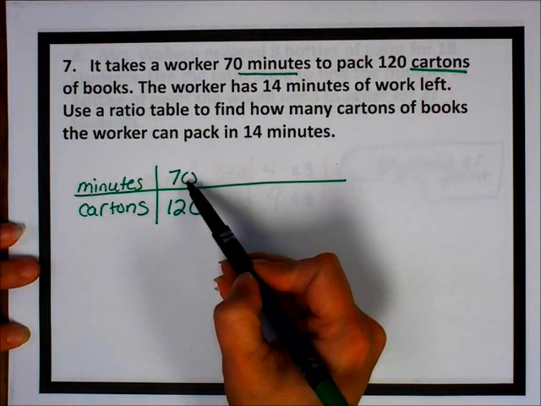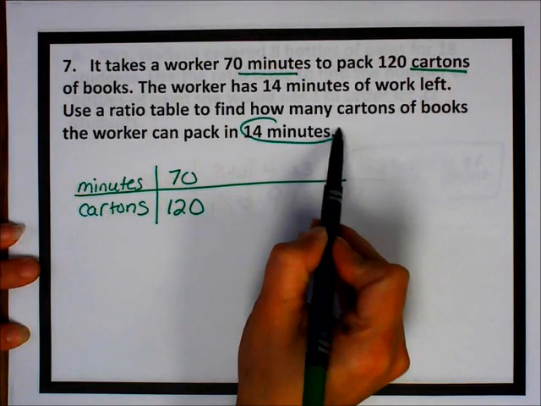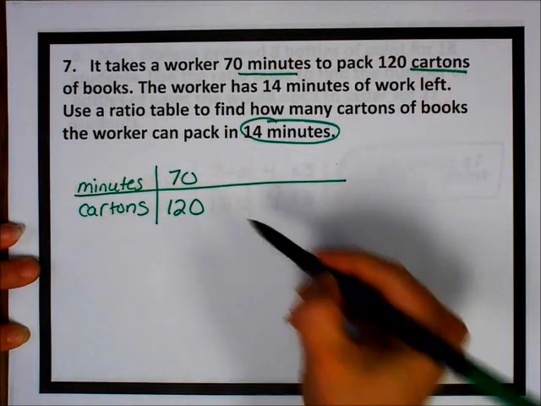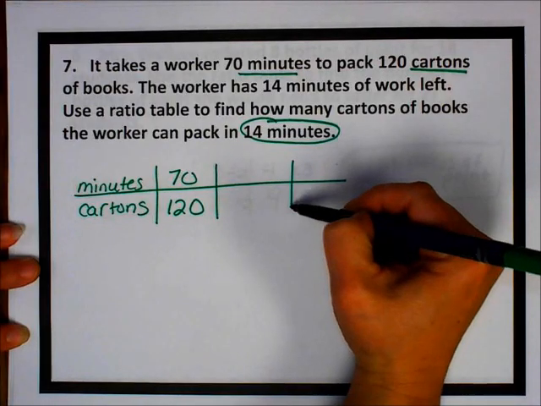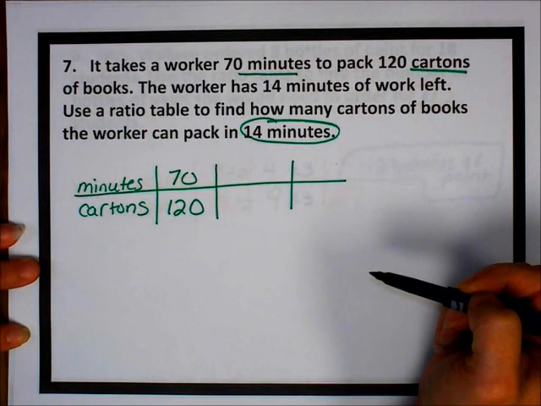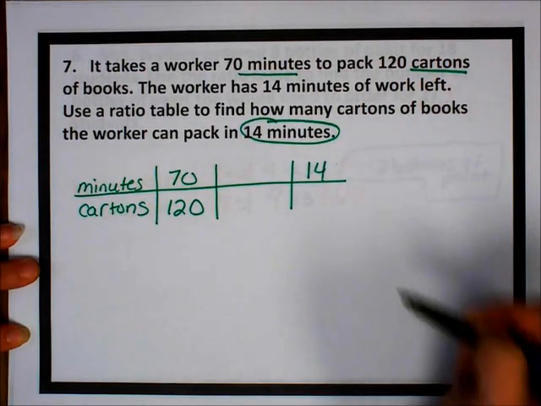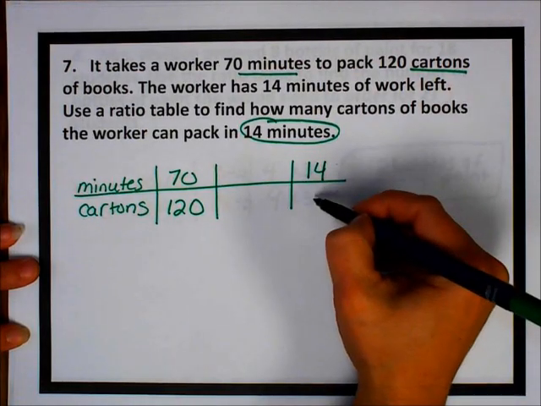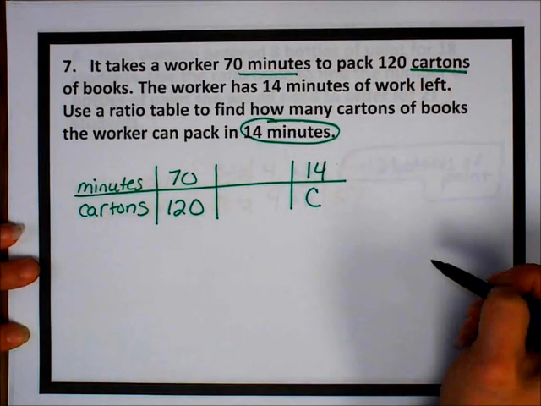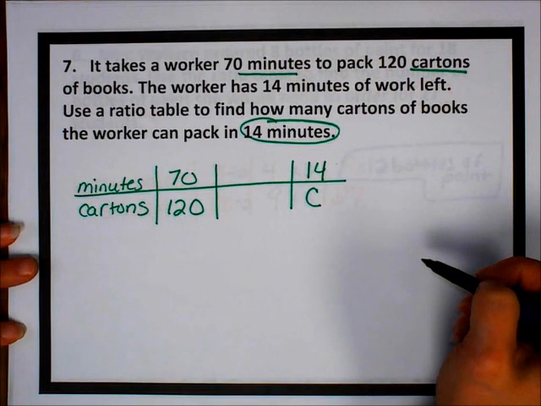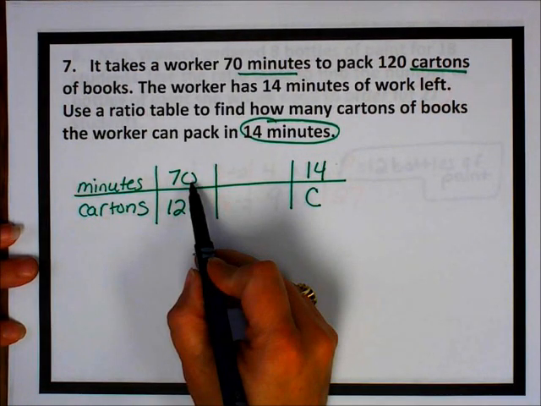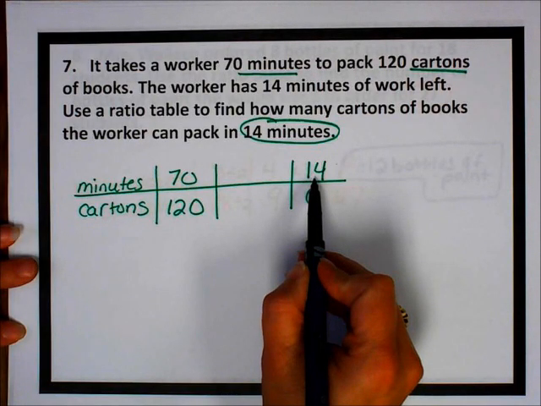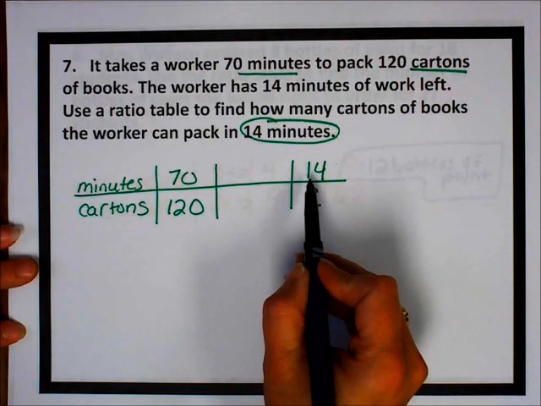I know how many they can package in 70 minutes. I want to know how many cartons they can package in 14 minutes. So where do I need to put my 14 minutes? You're correct, on top with the minutes. So I'm looking for the number of cartons, so I'm going to choose a variable, and I'll choose the variable C. Can you think of anything I can do to get from 70 to 14? If not, let's see if we can simplify.